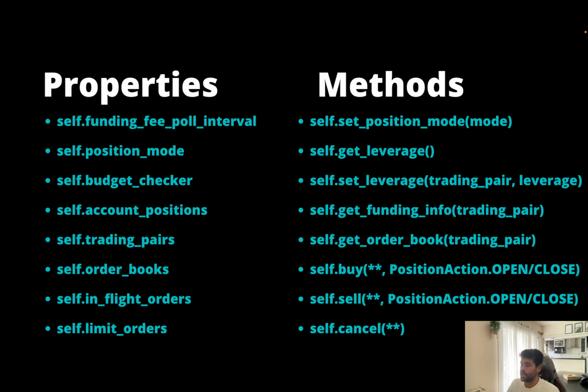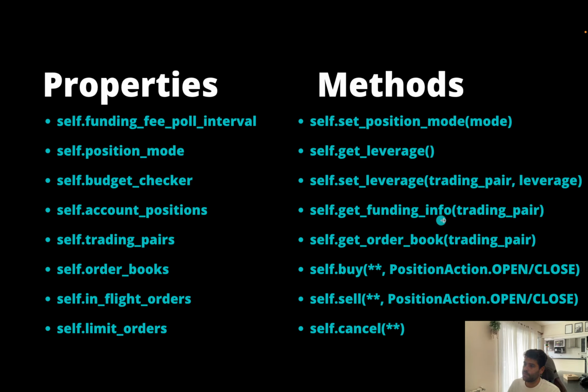Then you have get leverage. This is similar. This will retrieve the leverage that you have already set up in your connector. Then you can set the leverage. Set leverage takes a trading pair and a leverage. Some exchanges don't allow you to set the leverage specific to a trading pair, so this will be different depending on the exchange.